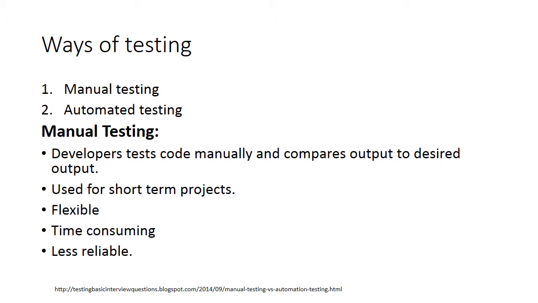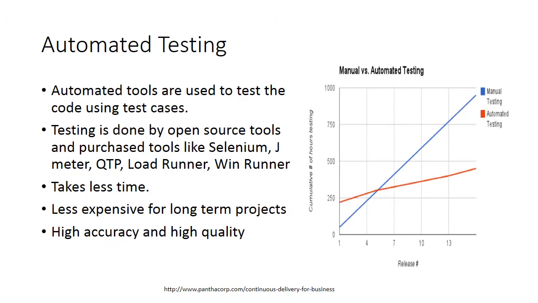We can either go for manual testing or automated testing or both depending upon the requirements of the project. But most of the projects use automated testing nowadays. When we come to automated testing, automated tools are used to test the code using test cases. Testing is done by open source tools and purchased tools like Selenium, JMeter, QTP, LoadRunner, and WinRunner. It takes less time and is less expensive for long-term projects. It is highly accurate and has high quality.